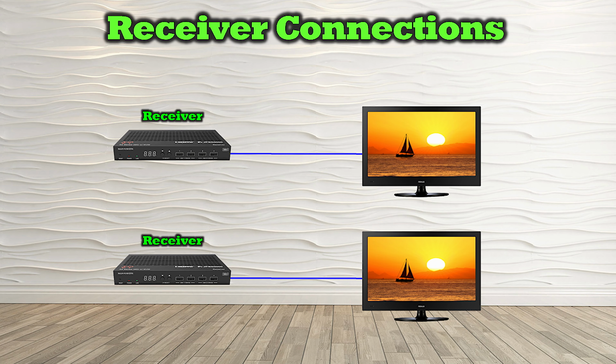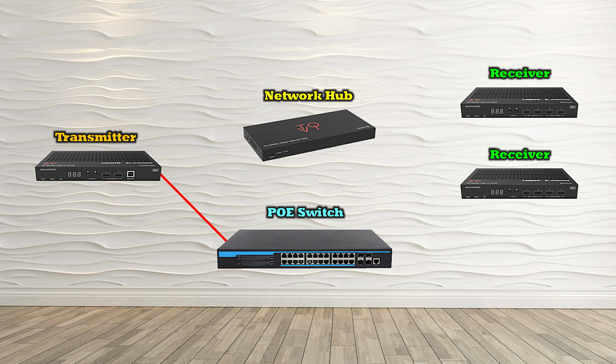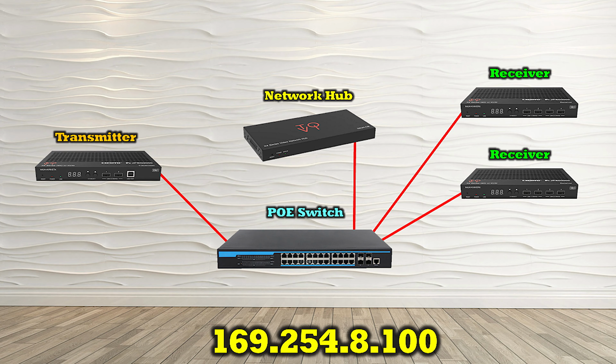So the first thing you'll need to do is to plug the transmitter module, both receiver modules, and the network control hub into the PoE switch using a standard Cat6 or Cat7 LAN cable, and then power everything up. At this point, you can simply open a web browser on any computer connected to that same network and navigate to IP address 169.254.8.100, which is the network address of the control hub.